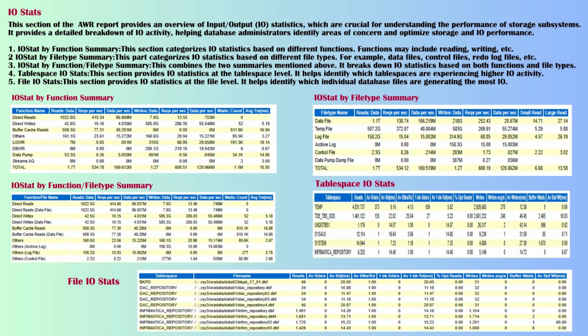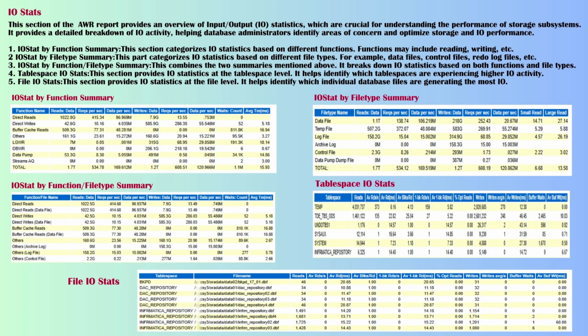Tablespace IO Stats. This section provides I/O statistics at the tablespace level. It helps identify which tablespaces are experiencing higher I/O activity. By understanding which parts of the database are generating more I/O, administrators can make informed decisions about storage optimization.